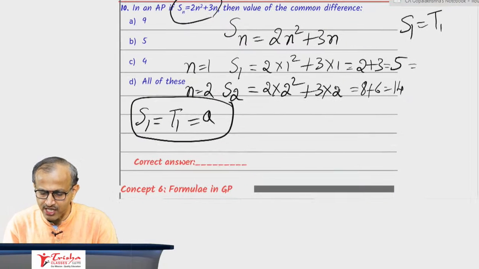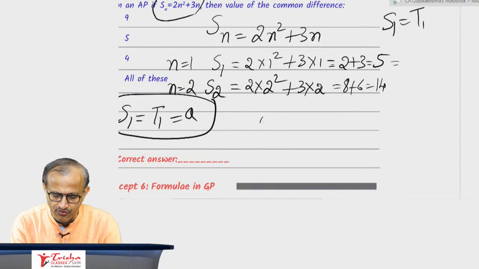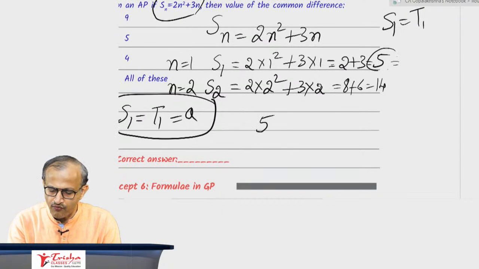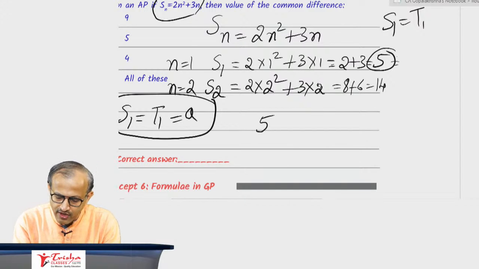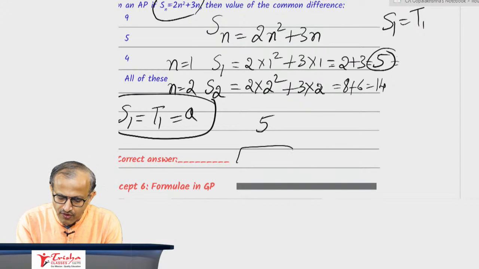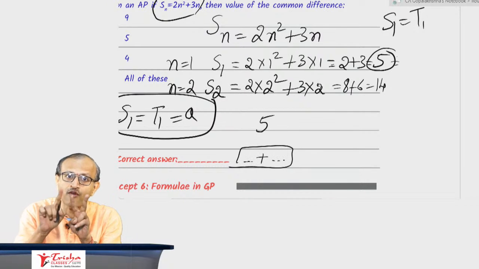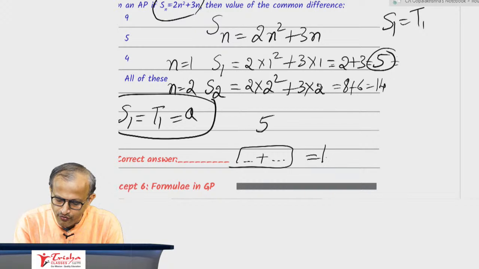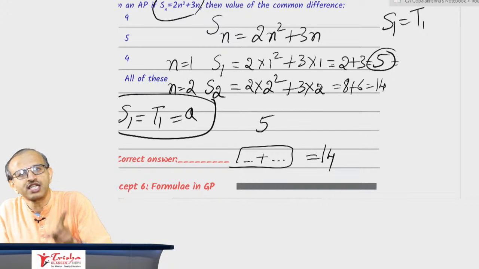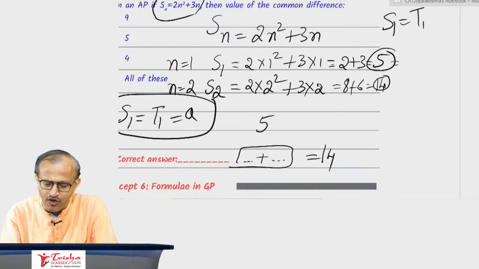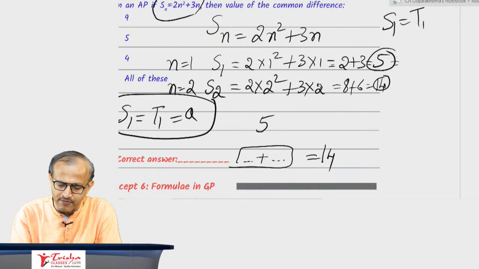So what is the first term? Quick, what is the first term? 5. You know, the first term is 5. First 2 terms total, I will write a box here. S2 means the sum of 2 terms. That is giving you 14. The first term is 5, and the first and second term together total 14. What is the second term?